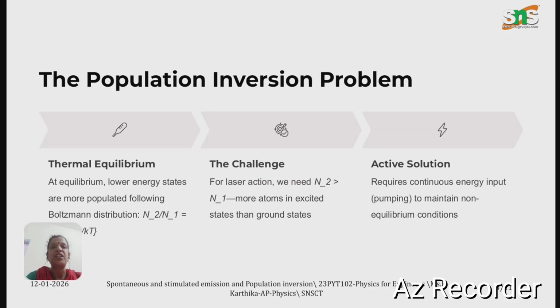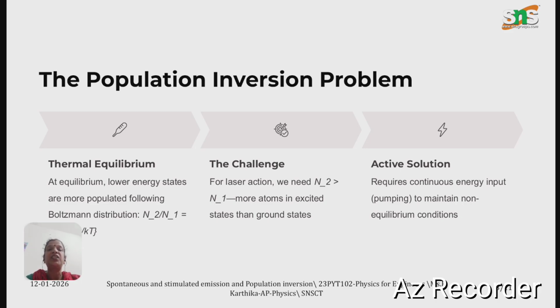Population inversion: to have the emission process, the atom should be present in the excited state. The atoms cannot go from the ground state to the excited state without any external energy. So we have to give some external energy, by which they can move to the excited state. That process is called the pumping mechanism. With the help of the pumping mechanism we can achieve population inversion.